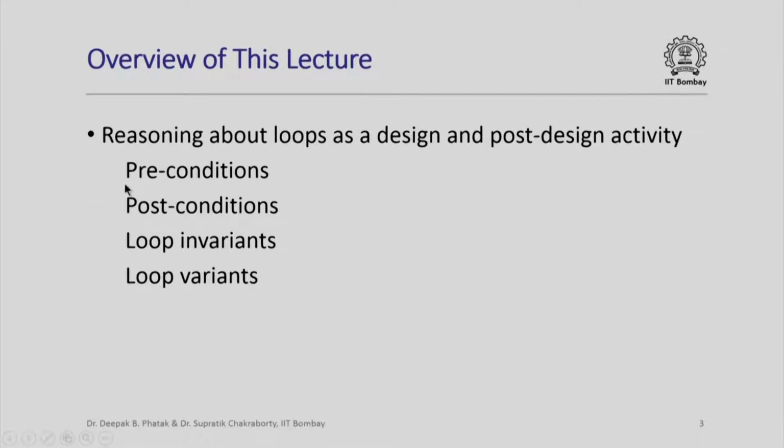And in that context, we are going to learn about preconditions of loops, post conditions of loops, loop invariants and loop variants, and soon you will see that these play a very important role when you try to reason about loops before you have written down your program, when you are trying to plan out your program, or even after you have written your program, if you want to make sure that the loop that you have written is indeed doing what it is intended to do. Preconditions, post conditions, loop invariants and loop variants have a very crucial role to play.